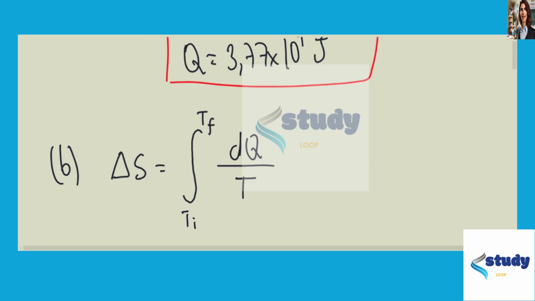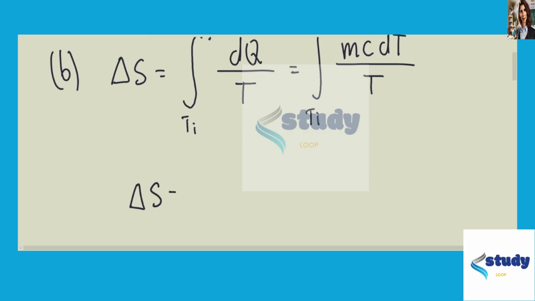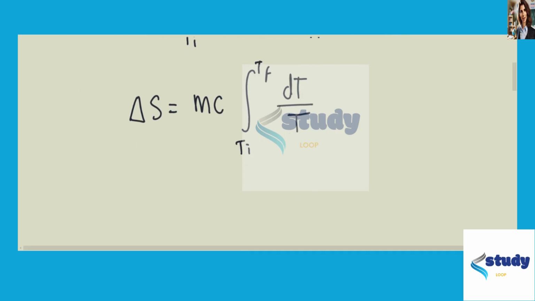So we know that the differential in heat can be written as the mass times the specific heat times the differential in temperature. So from there, we can take out what is constant in here. That is the mass times the specific heat, and then the differential in temperature over the temperature. So we know that the integral of 1 over the temperature is the Neperian logarithm.